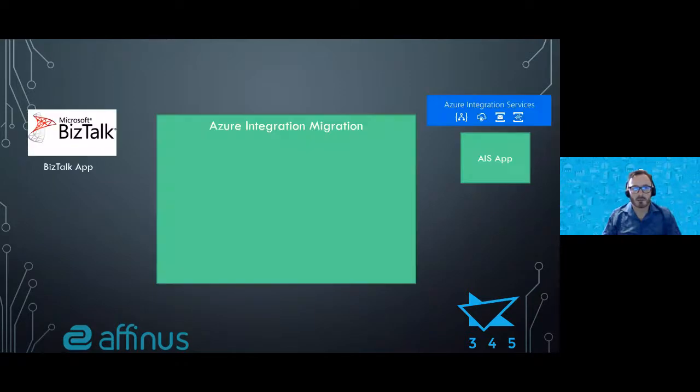So let's say you have, on the left-hand side of this diagram, your BizTalk app that you want to migrate, and on the right-hand side, the integration app in Azure that you want out of this. And in the middle, we've just got this big blob, which is the Azure integration migration. One of the things you'll notice from the apps is that everything is prefixed with AIM, and that's because that stands for Azure Integration Migration.